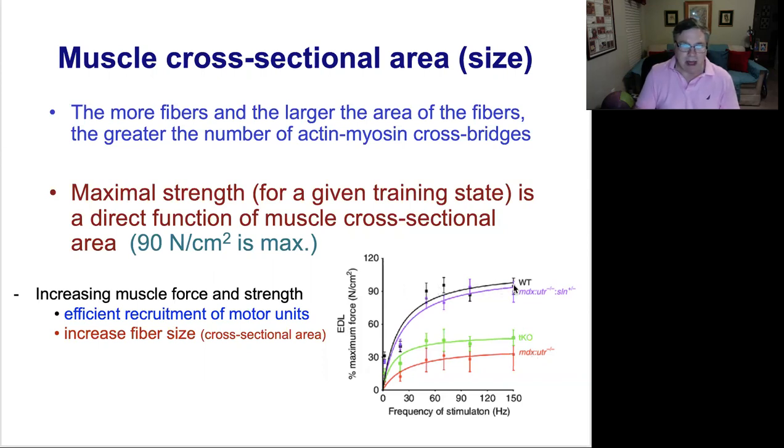So you can see a max here of about 90 newtons per centimeter squared. That's kind of the max we see. In fact, I'm usually skeptical when I see data that's very close to the max, because we usually don't see it. Most muscles can't produce quite the max, but this is kind of the ceiling, because we can only stuff so many cross bridges into one muscle. We can only stuff so much actin and myosin in. So the only way we can actually increase force for an individual muscle fiber is to increase its cross-sectional area or size.